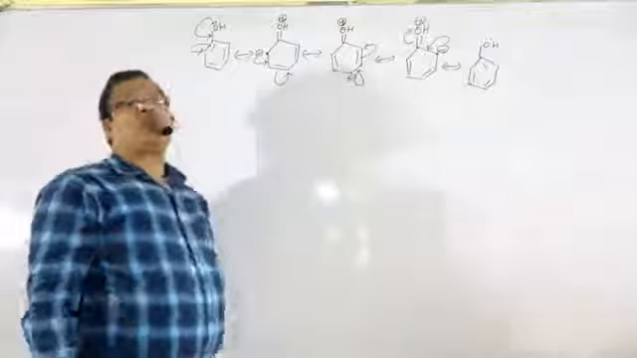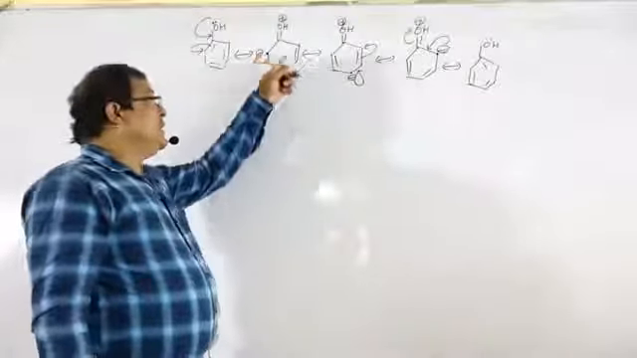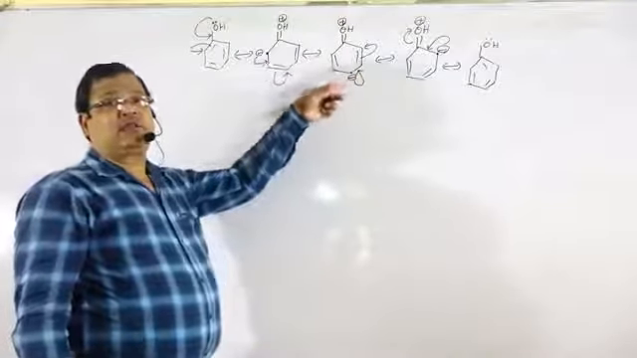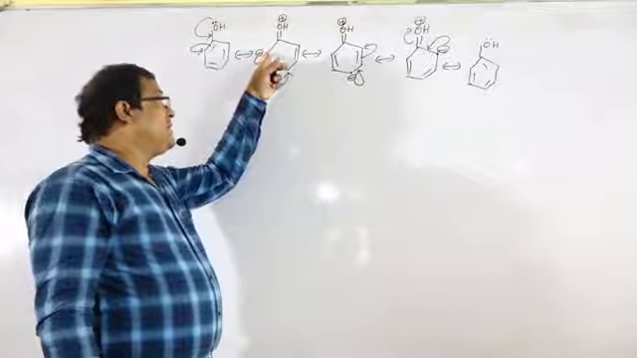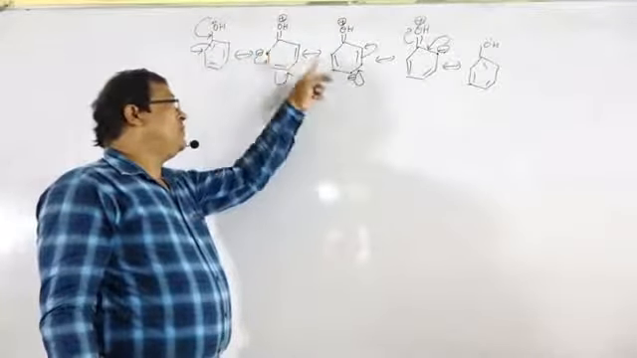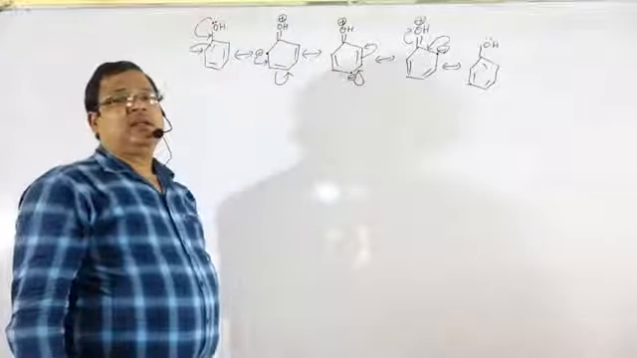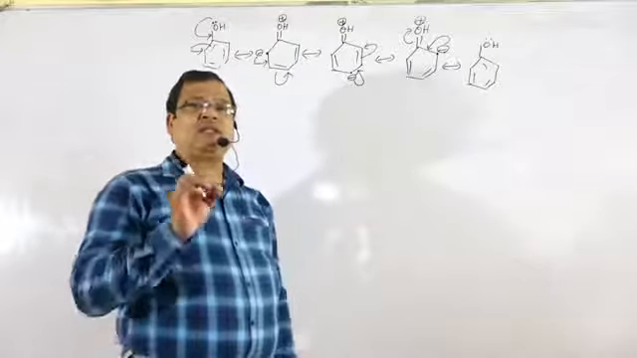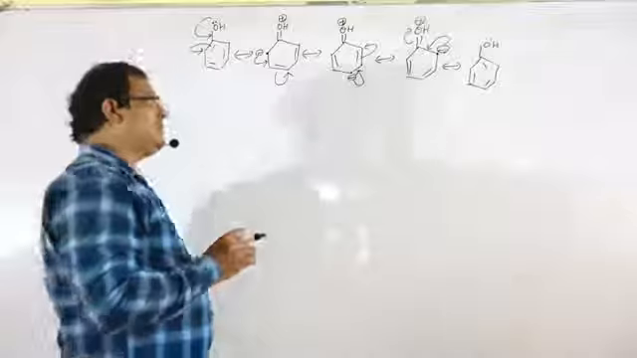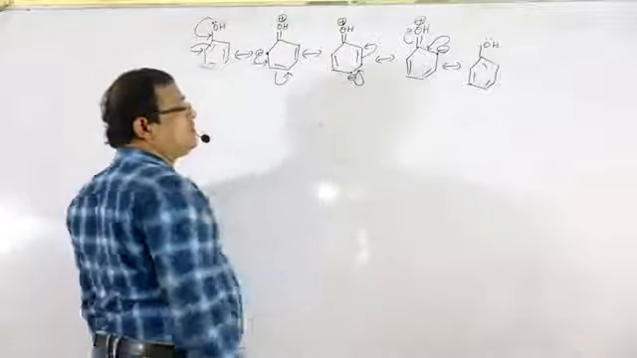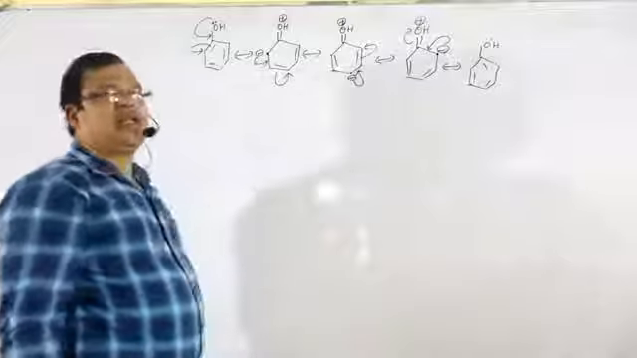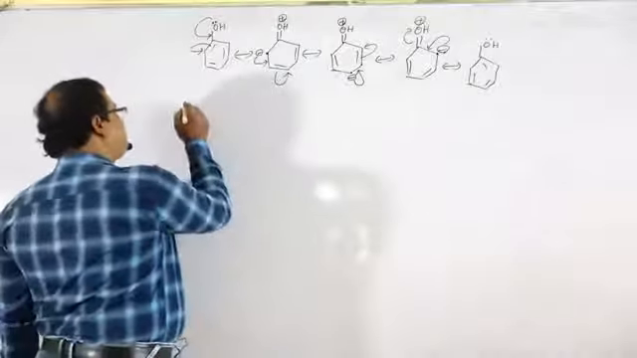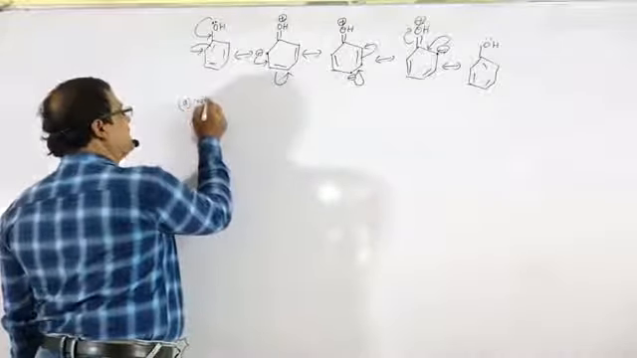Next, why is it ortho-para directing? Because in these resonating structures, we have marked that the negative charge becomes more at ortho, para and ortho positions. So electron density becomes more at ortho and para positions, which means the electrophile will get directed to these positions. So first we will discuss the different types of electrophilic substitution reactions. First one is nitration.